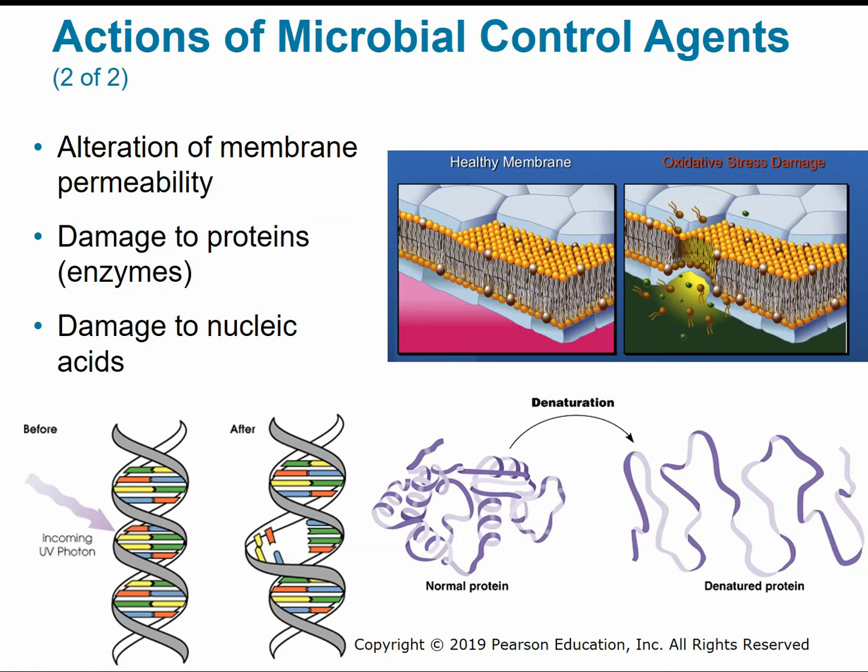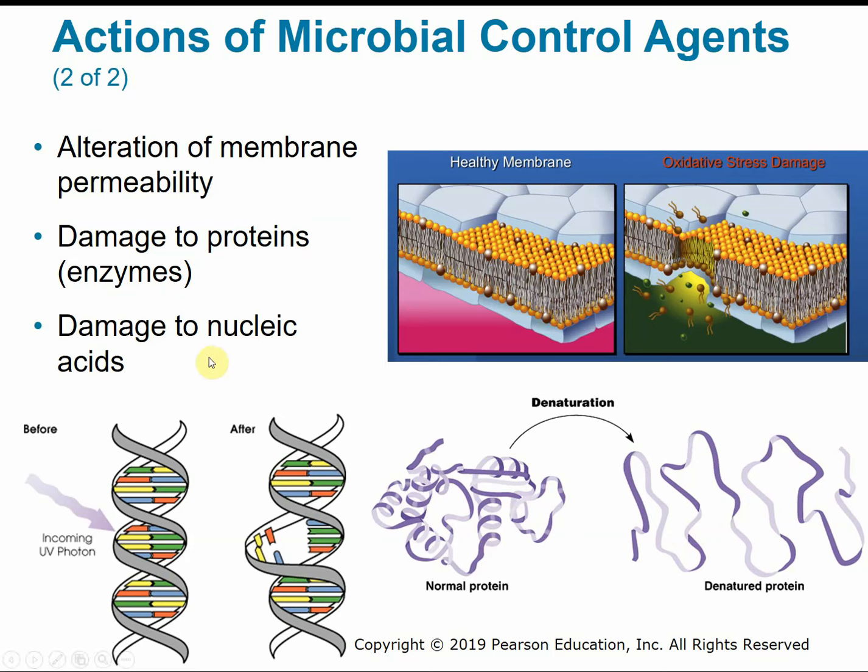Some microbial control agents may target the proteins or enzymes of the cell. Remember, enzymes pretty much control and regulate all cells' metabolic activities and those biochemical reactions. And enzymes are just proteins, and everything goes back to structure reflecting function. So if we denature and change the shape of those proteins, they're no longer functioning, so those cells can no longer undergo their usual metabolism.